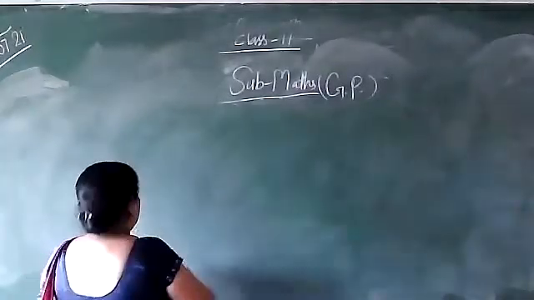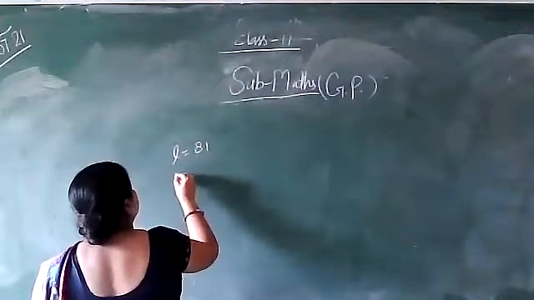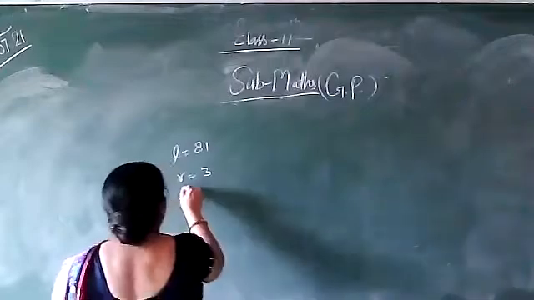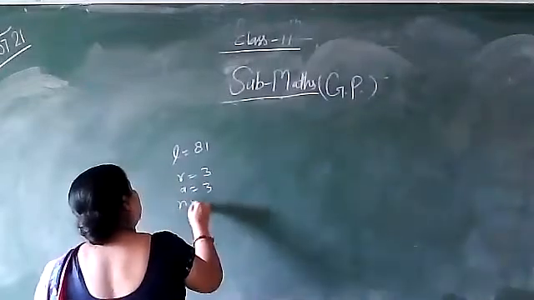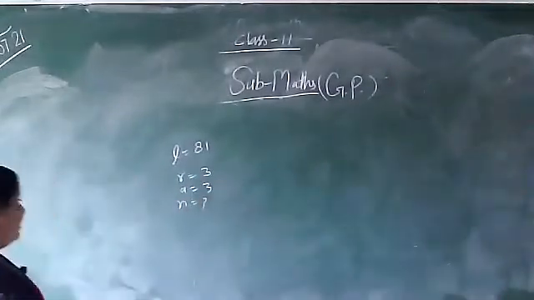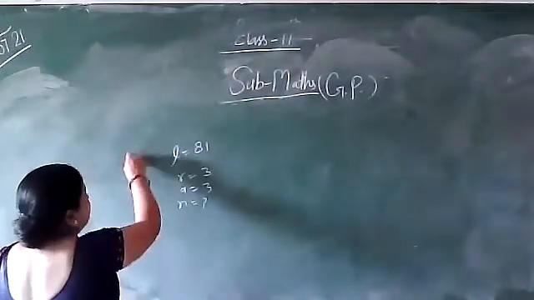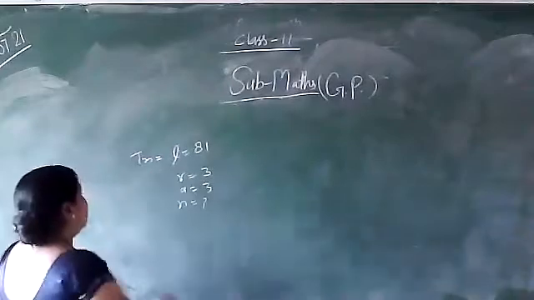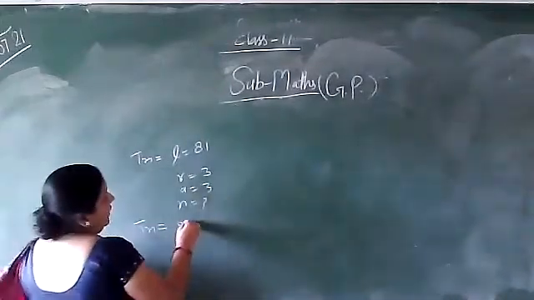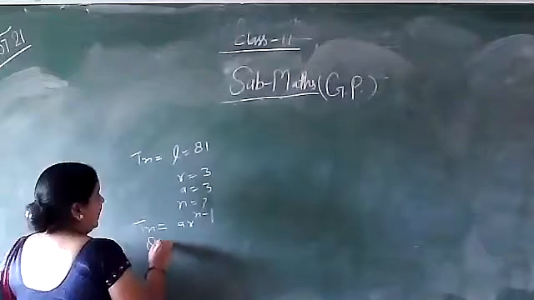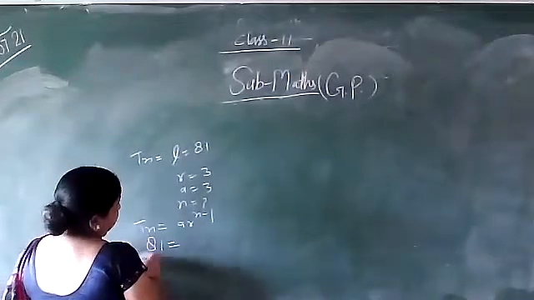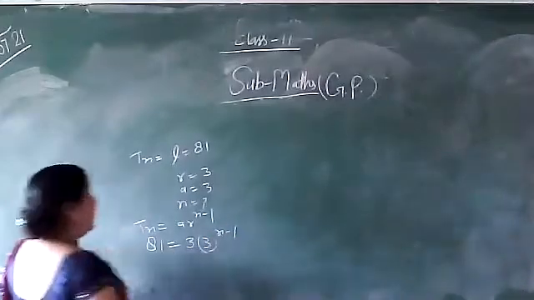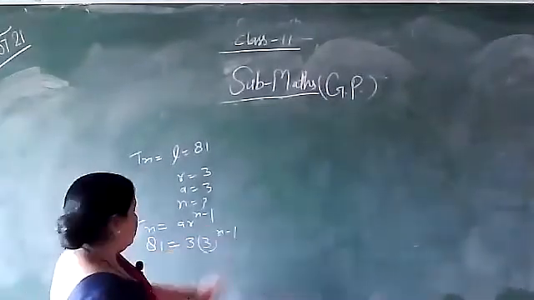If I give you L equal to 81 and R equal to 3, A equal to also 3, find the value of N. Okay. So this is an N, otherwise this is a Tn. I explain again, this is a Tn, otherwise this is an L. So I write here Tn equal to A R to the power n minus 1. So here I write 81 equal to 3 into 3 to the power n minus 1. Why? Because we don't know the value of n.